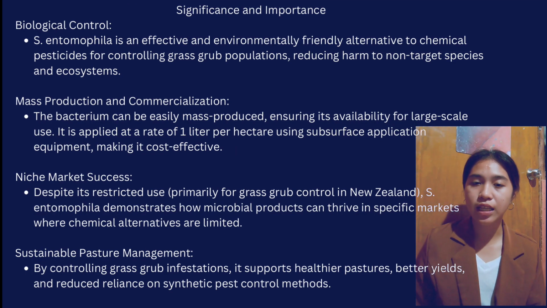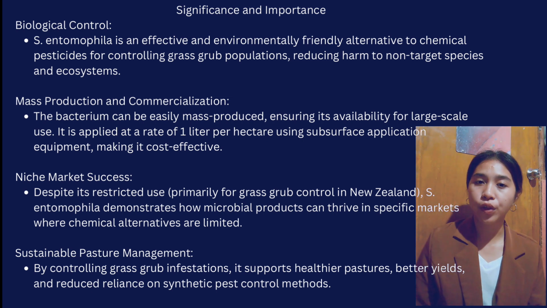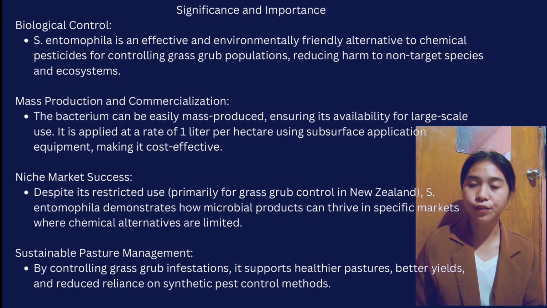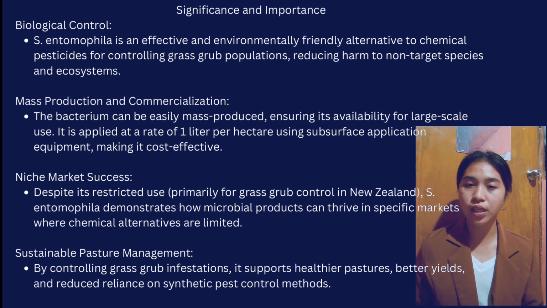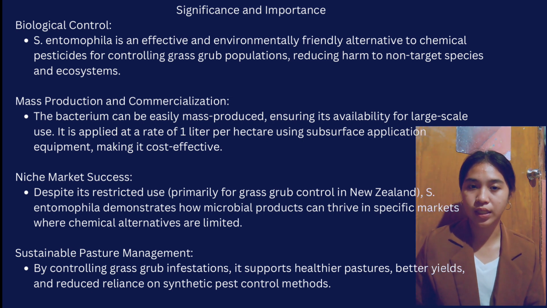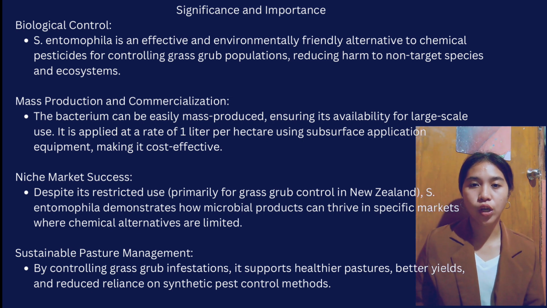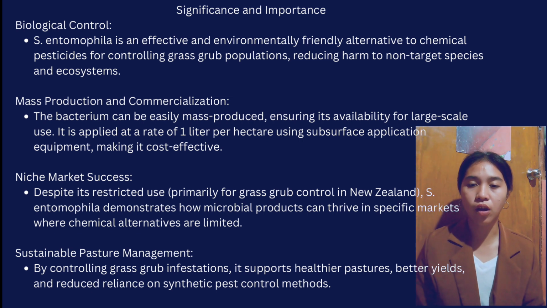So now, let's dig into the significance and importance of Serratia entomophila. Biological control. Serratia entomophila offers an environmentally friendly alternative to chemical pesticides for controlling grass grub populations. This reduces harm to non-target species and ecosystems. For mass production and commercialization, the bacterium can be easily mass-produced and applied in large quantities to treat affected areas. This makes it a cost-effective solution for pest control.